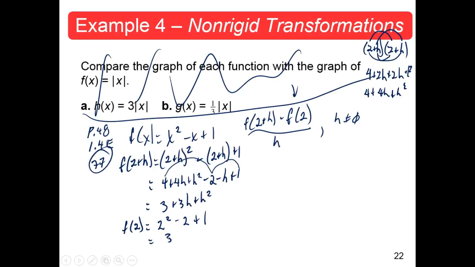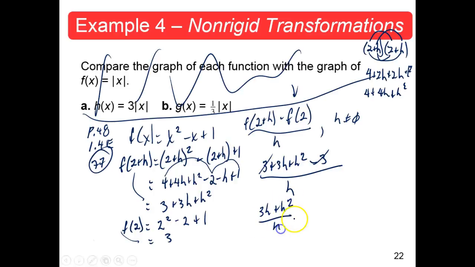Okay. So now we plug in what alpha 2 plus h is and alpha 2 up here, and that gives us 3 plus 3h plus h squared minus 3 divided by h. Right? What can you do to simplify? Yes, you can add 3 and minus 3. That gives you 0. And that leaves us 3h plus h squared over h.